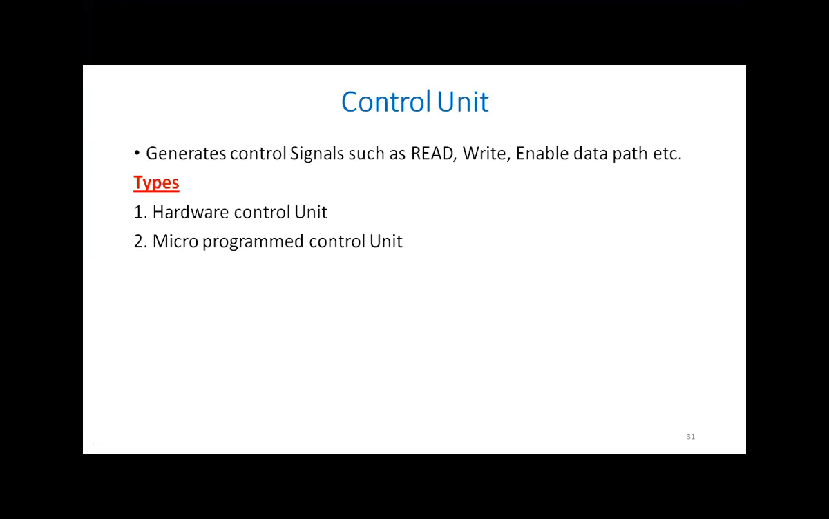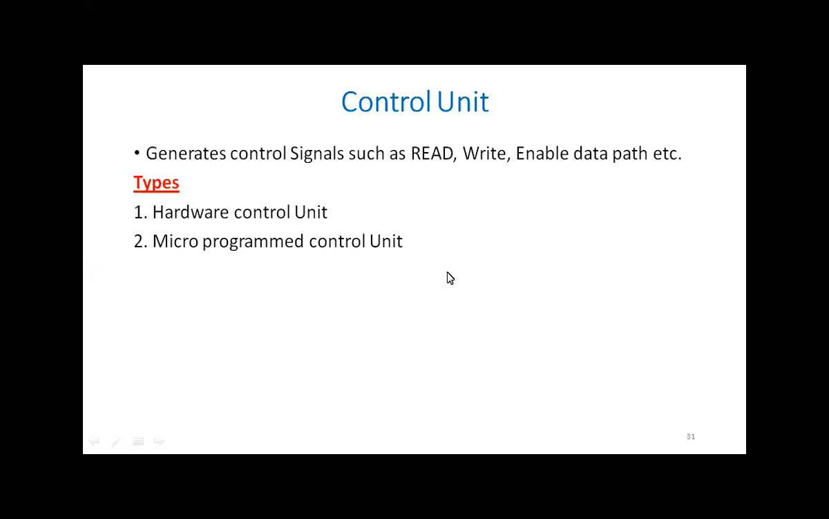During the execution of an instruction, these control signals are very much required to complete the execution of the instruction. There are two types of control units that generate the control signals. The first one is the hardware control unit, and the second one is the microprogram control unit. The hardware control unit generates the control signals by using hardware components like logic gates and combinational circuits. The microprogram control unit is software based, so a microprogram is used to generate the control signals.